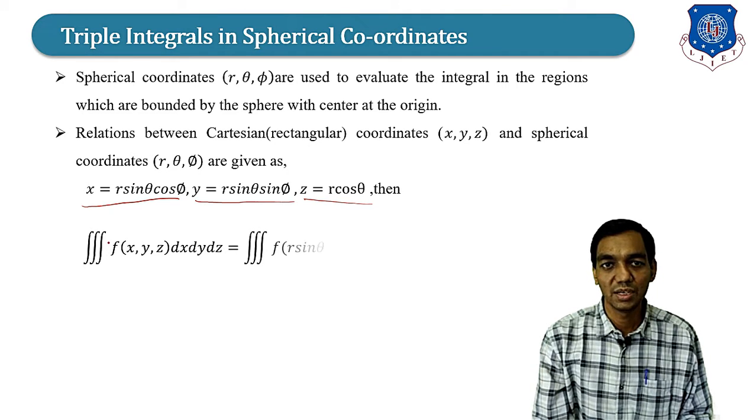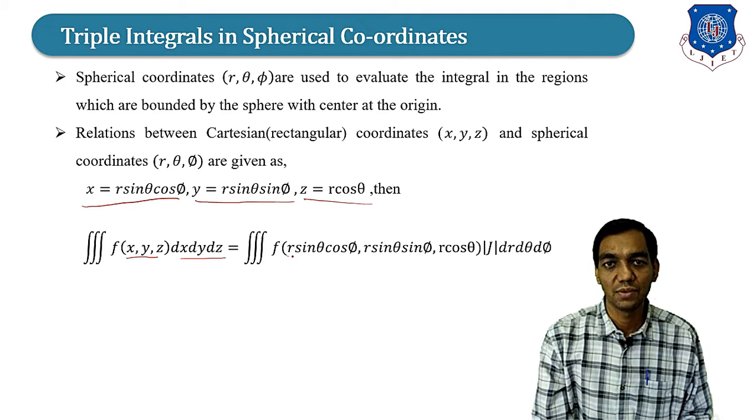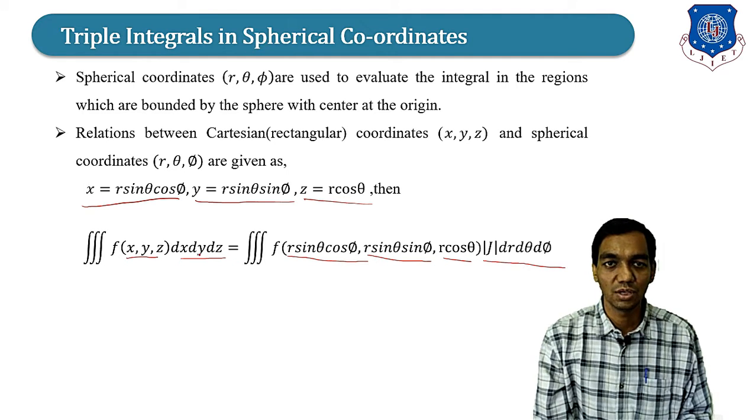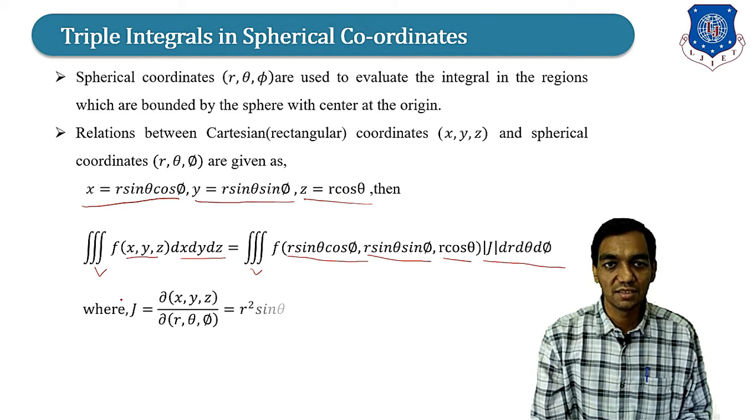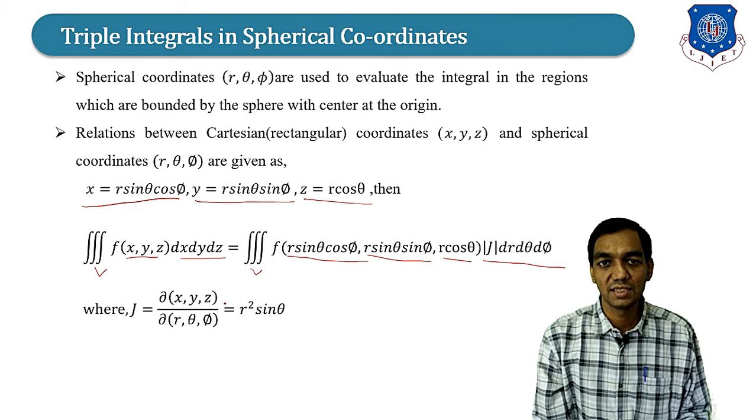Then your triple integration of f of x, y, z dx dy dz is reduced to the triple integration of f of r sin theta cos phi, r sin theta sin phi, r cos theta, into mod J dr d theta d phi. Here the region remains as it is, with no change in the region. If the volume is V here, then here also it remains V. And J is nothing but the Jacobian of x, y, z with respect to r, theta and phi.